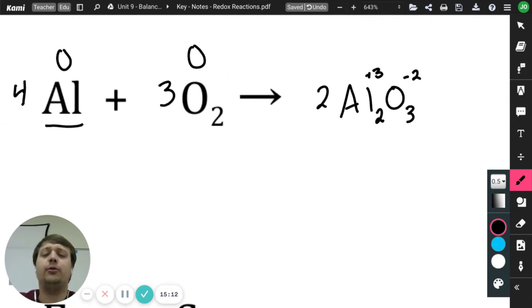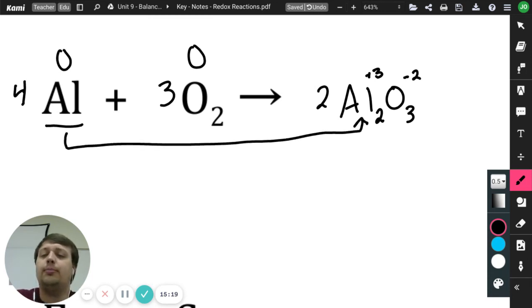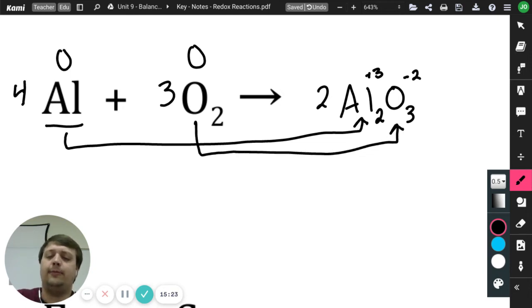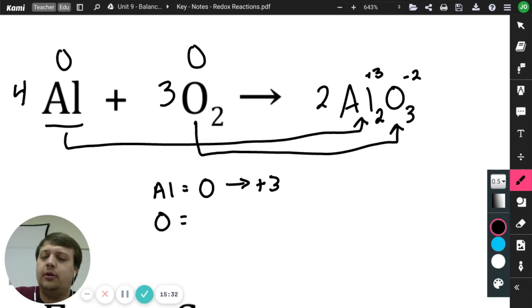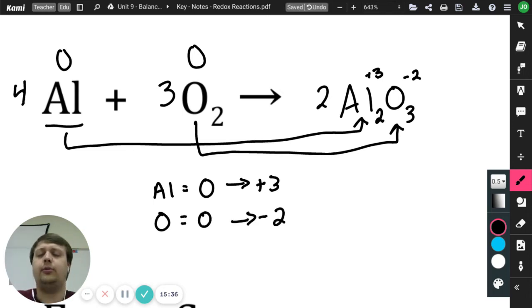Well, essentially what I'm going to do is look and see how these changed throughout the reaction. So aluminum went from 0 to positive 3, and oxygen went from 0 to negative 2.